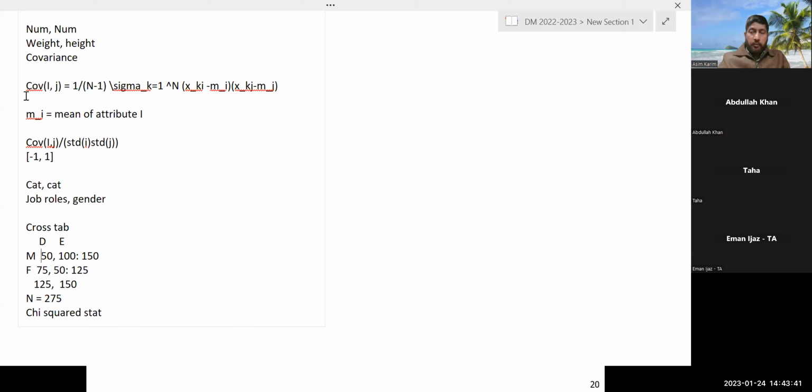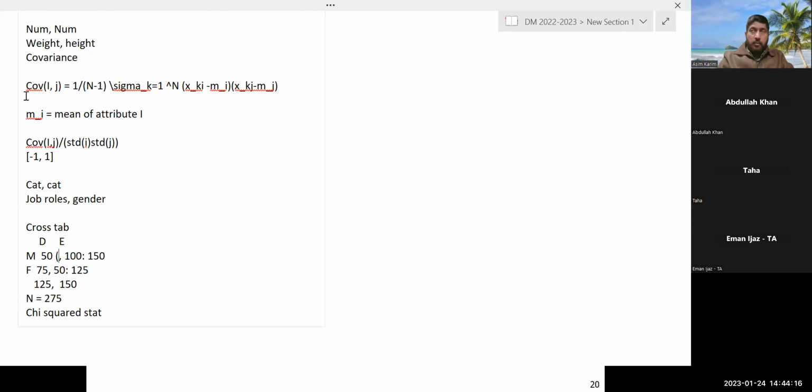50 is the observed number of males that are doctors. Now in parentheses I am writing the expected, which is based on the notion of independence. So how many males do we have? We have 150 males, right? So we have 150 males. How many doctors do we have? We had 125, 50 and 75, yeah, 125.